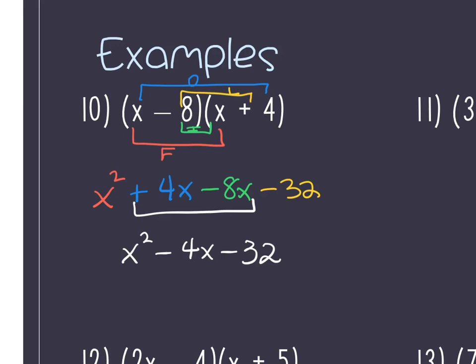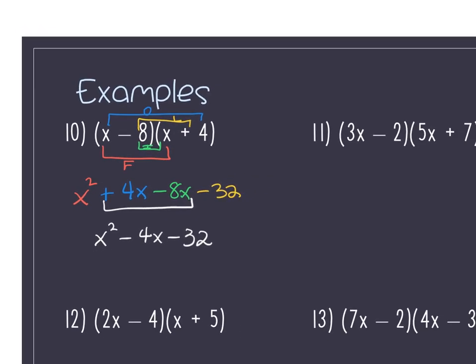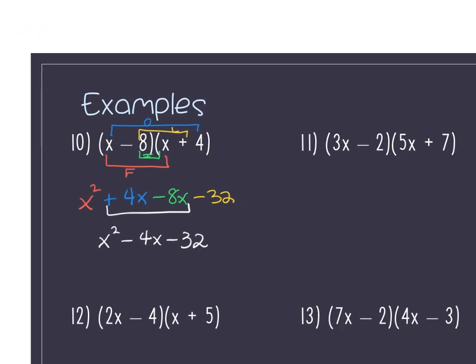try number 11. Same thing. I'm going to do first and get 15x squared. I'm going to do the outside, 21x.